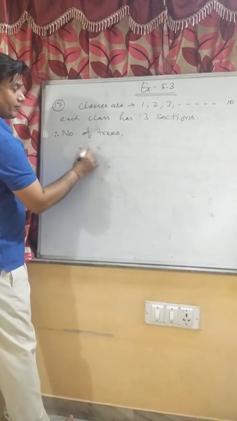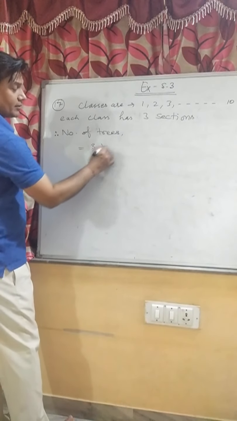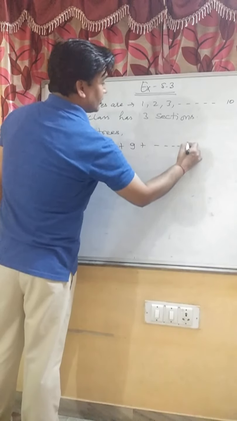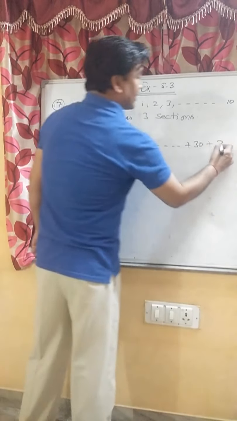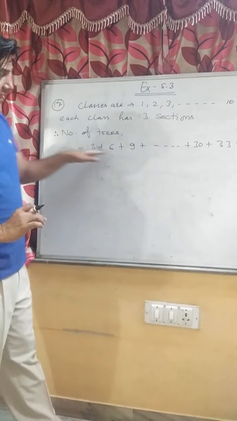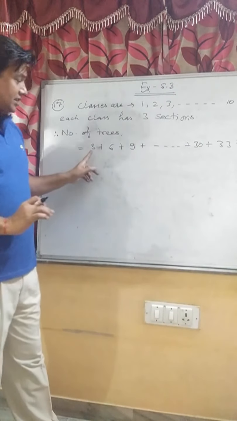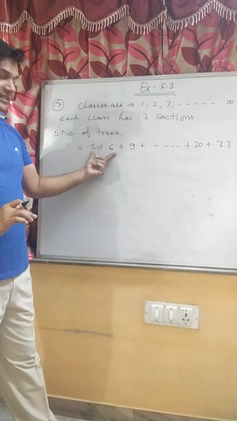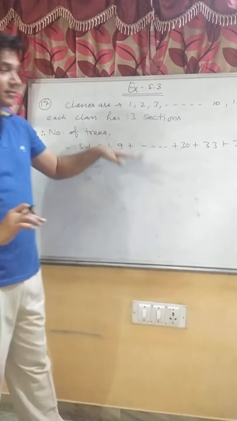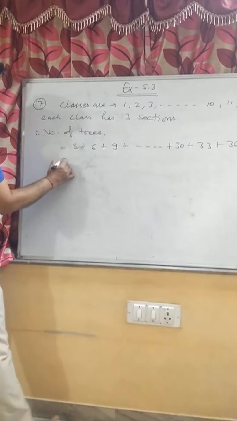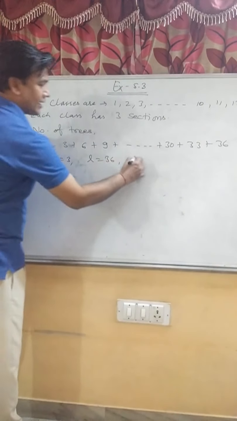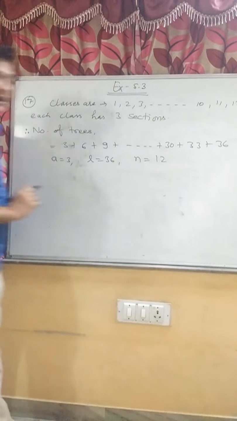So 1 times 3 is 3, then 6, then 9, up to 30, 33 and 36. So we have an AP in which the first term is 3, common difference is also 3, last term is 36 and number of terms is 12. A is 3, last term is 36 and number of terms is 12.